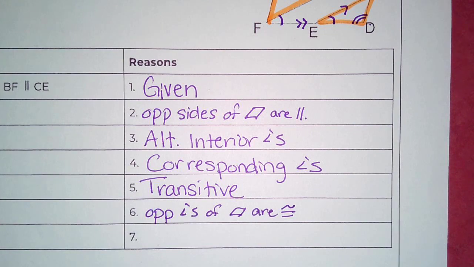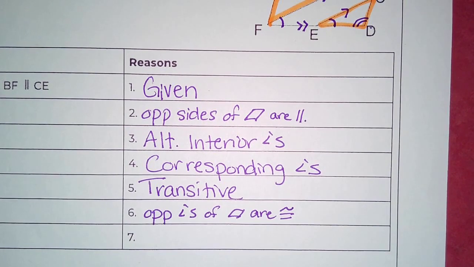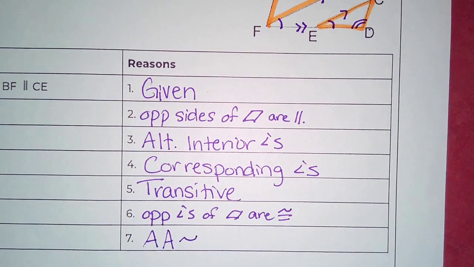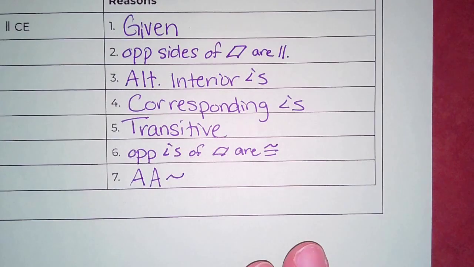Now that I have 2 sets of angles congruent, I know the third would be through interior angle sum. So I now have enough information to say the triangles are similar through which theorem? AA. So angle, angle similarity. Questions?